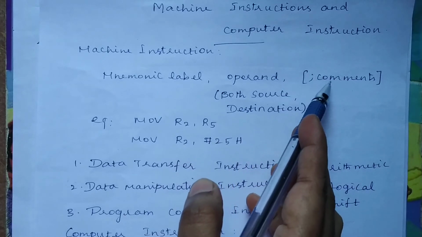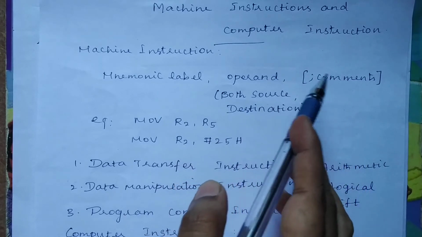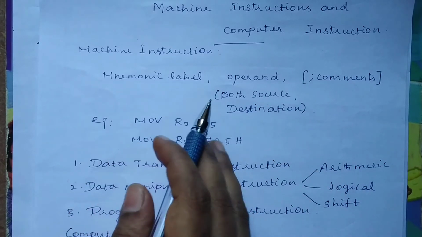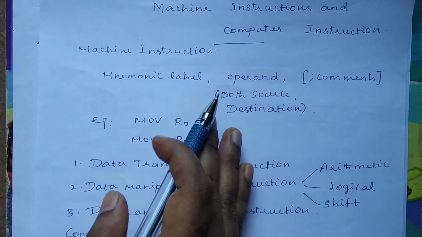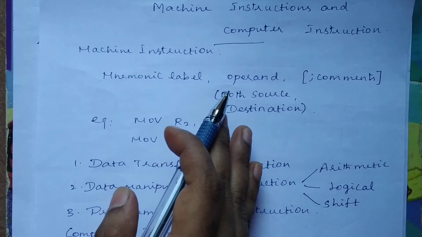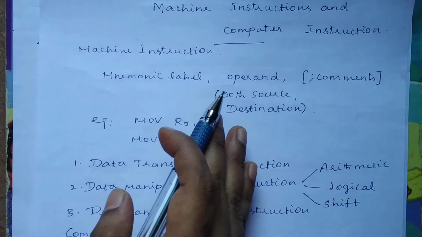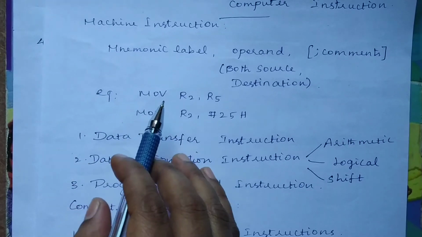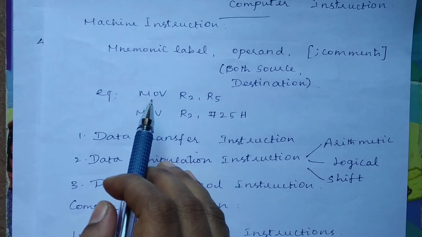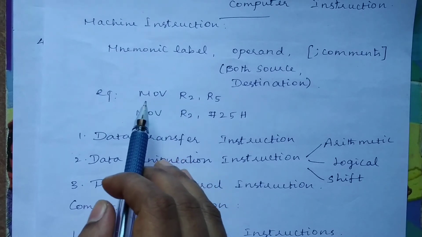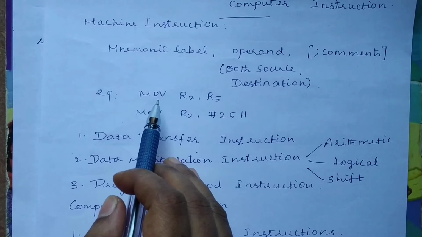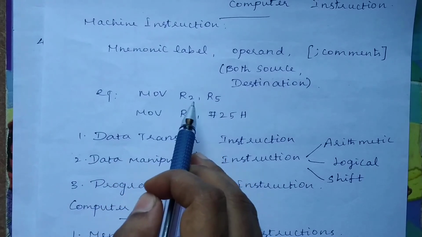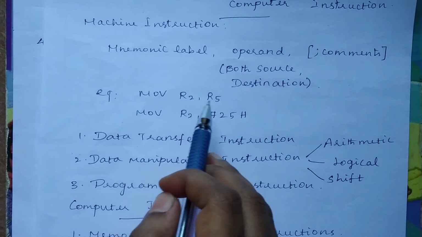The comment is actually optional, which is why it is given in brackets. It may or may not be given by the user. This is represented in assembly language, and an assembly language instruction can be understood by both the user and the machine. Let us see one example of a machine instruction. Here we have the move instruction, MOV, which is the mnemonic label or code, followed by the operands. Here two register operands are given, R2 and R5.